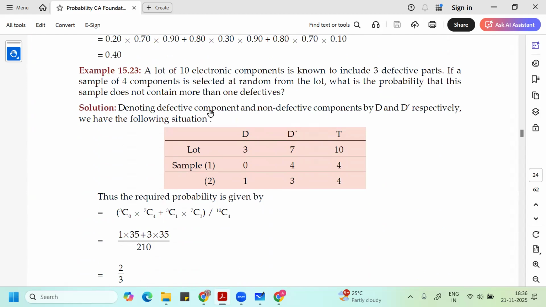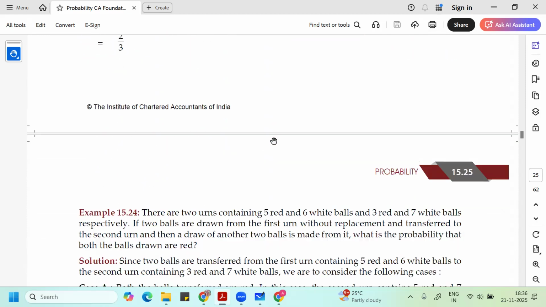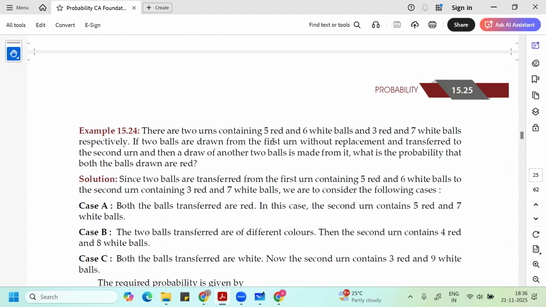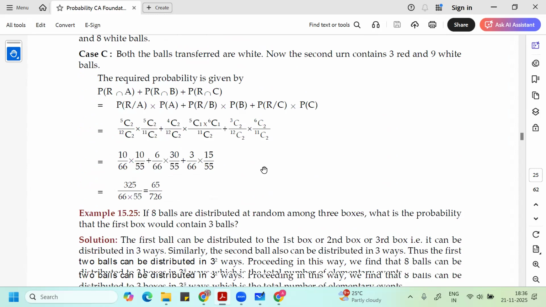These all are objective questions you can do by yourself. Fine, everyone. Try doing these questions by yourself. Let's see how many more questions are there. You can try this.